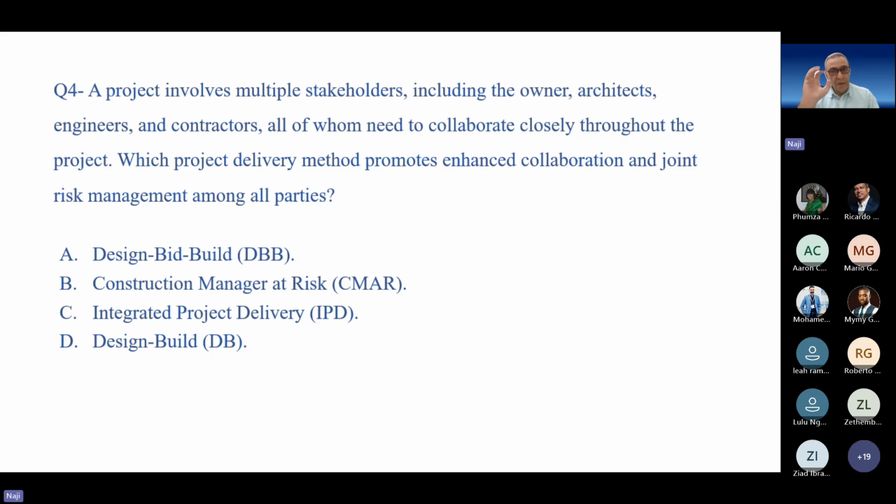So if you know the definition of each one of these, you would select the correct answer. It's C, integrated project delivery. Okay? It's a sharing, collaborative style to deliver a project.